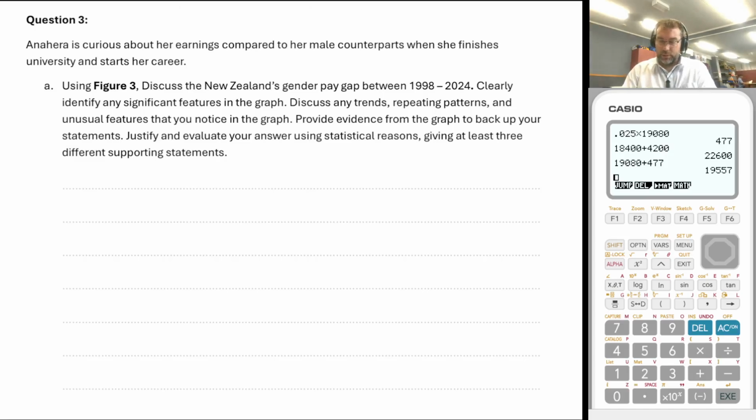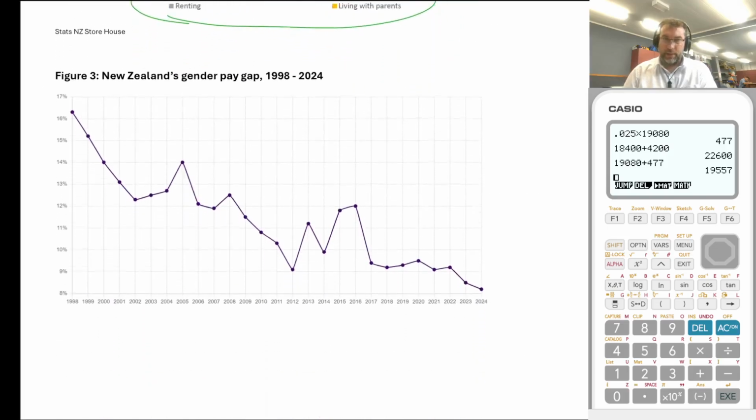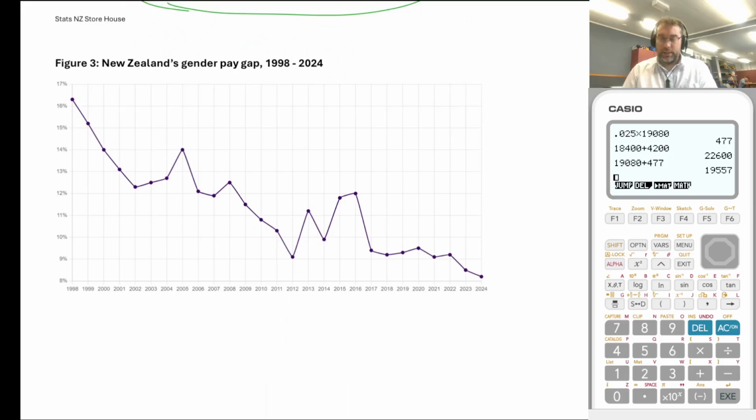So question 3 tells us to use figure 3. Before I even read the rest of it, I often just like to go and have a look straight at it. Figure 3. So here's figure 3 here. Figure 3 is a time series graph. I can see that it starts at 1998, it finishes at 2024. It has just one time series trace on it, which is New Zealand's gender pay gap.